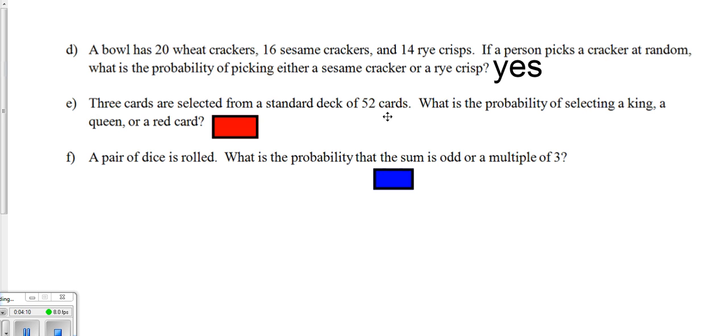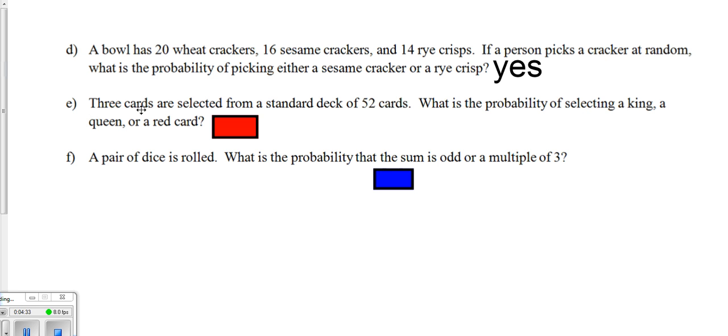3 cards are selected from a standard deck of 52 cards. What's the probability of selecting a king, a queen, or a red card? Now, king and queen, those are going to be exclusive of each other. You can't grab a card that is both a king and a queen. But this has, in a sense, kind of three different "or" statements.